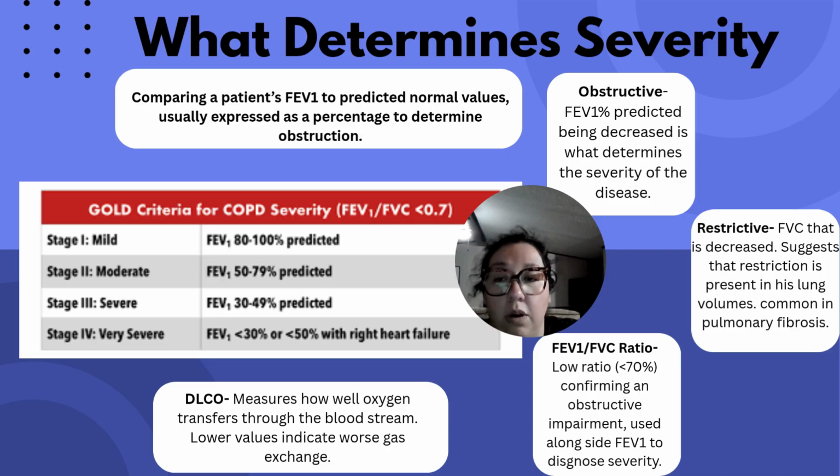Stage 4, which is very severe and the worst of them all, is when your FEV1 is either under 30%, or under 50% with right heart failure, to be categorized as very severe. And this is where their lungs are just no longer functioning properly. For restrictive disease, FVC is what determines severity. If it is decreased, this suggests that the patient has a restriction in their lung volumes, which is common in pulmonary fibrosis.